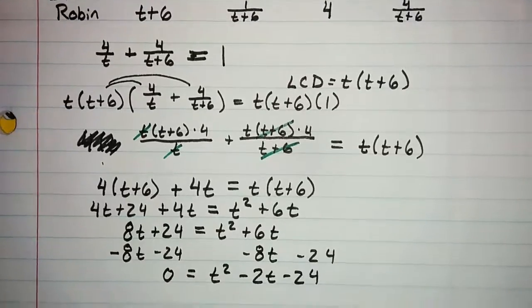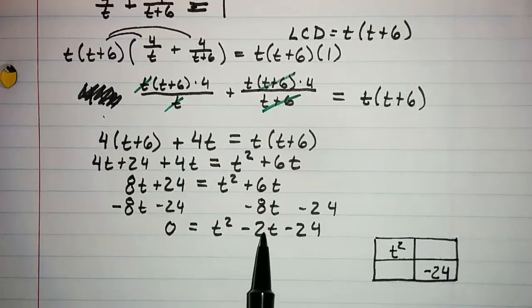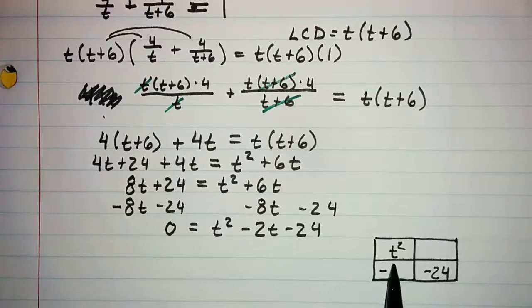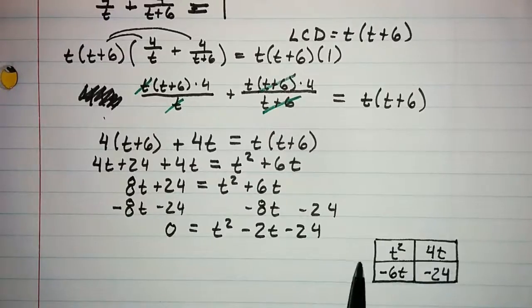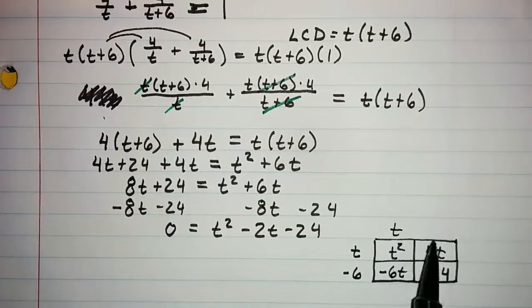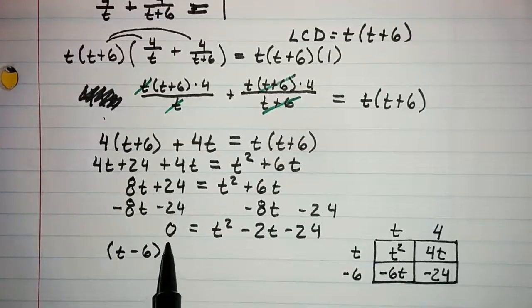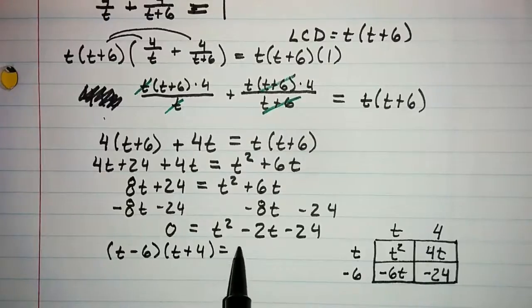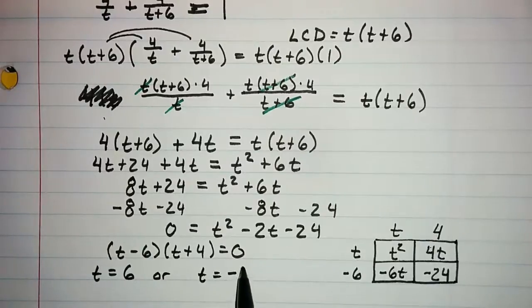I'll need to factor this. T squared minus 2T minus 24. I need two numbers whose product is negative 24 and whose sum is negative 2. I think that negative 6 and positive 4 will do that for me. Here I'll have a T and a negative 6, a T and a positive 4. So that's (T minus 6) times (T plus 4) equals 0. T equals 6 or T equals negative 4.